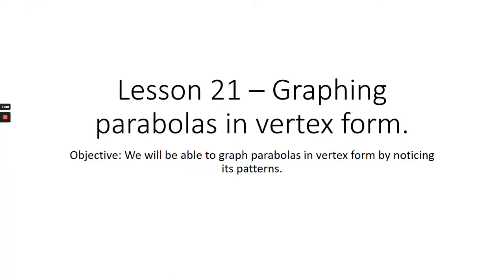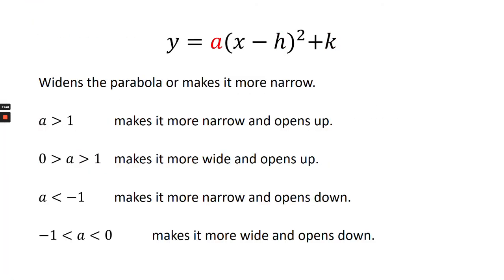But again, we're not focused on when a is 0, we're focused on other numbers. So that's how a affects the graph, guys. It's the way to determine if it opens up or opens down, and it's the way to determine if it gets more narrow or more wide. So again, guys, if our a value is positive, it's going to open up. If our a value is negative, it's going to open down.